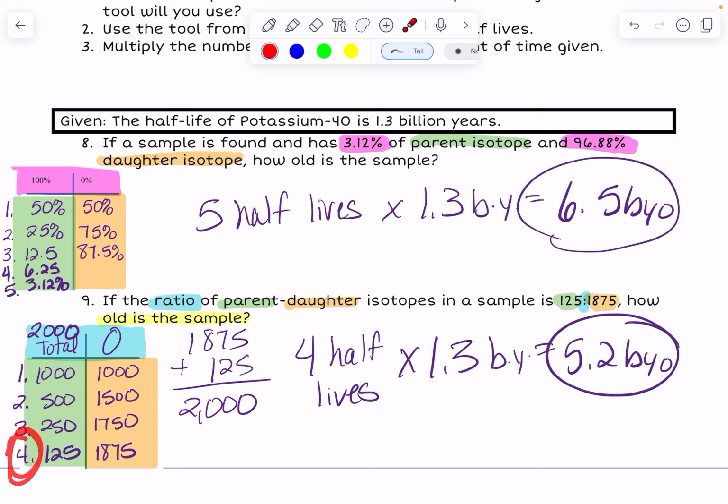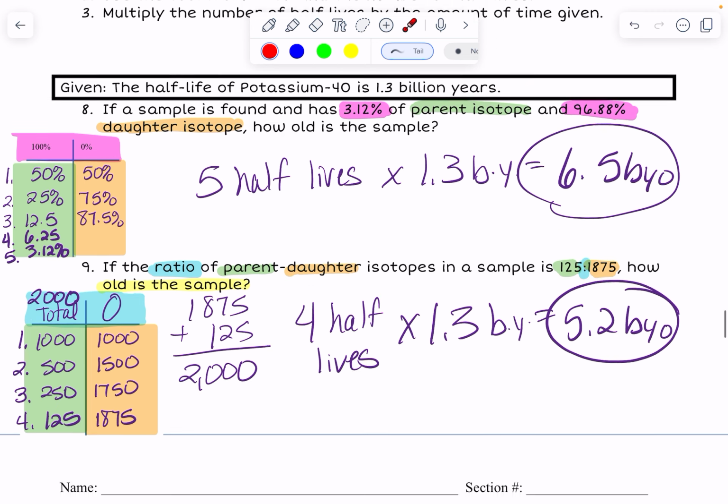Well, that number gives me 4 half-lives. So I take that 4 half-lives times the given 1.3 billion years equals 5.2 billion years old. Now this is one of those times I did not give you real data. Okay, we made this up.